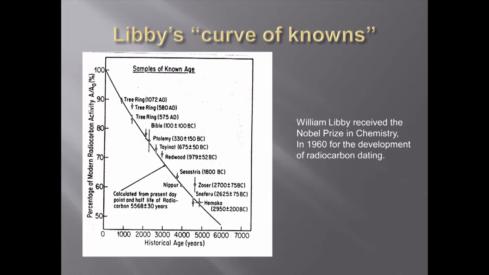So you can see that some of the points don't quite fit on the line, and this is because the production of carbon-14 in the atmosphere is not constant. It varies with time, so we actually have to calibrate the age by looking at other materials of which we know the age.